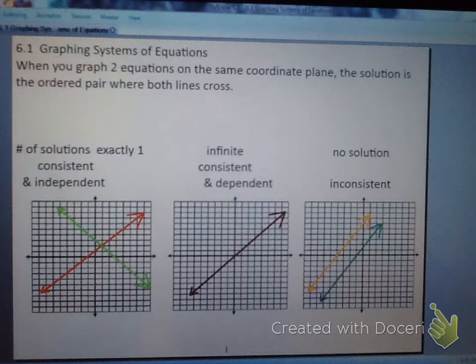Section 6.1, graphing equations, systems of equations. When you graph two equations on the same coordinate plane, the solution is the ordered pair where both lines cross. In the very first one, they cross at a certain point. In the second one, they're exactly the same line, so the answer would be many solutions. And the third one, they never cross, so the answer would be no solution.